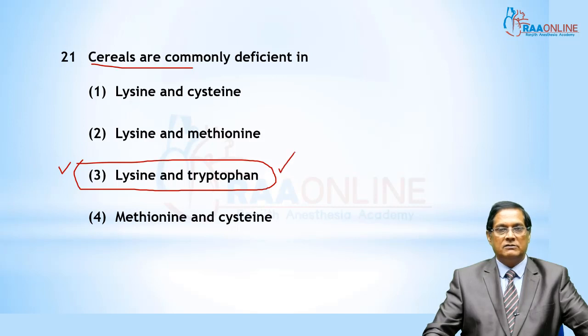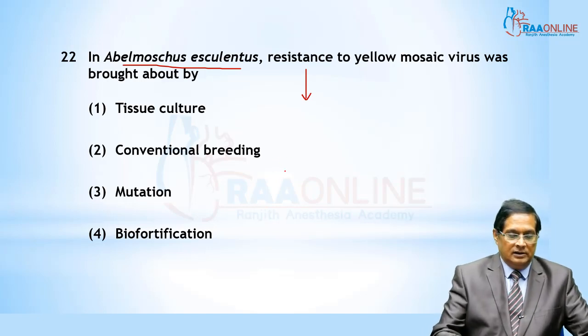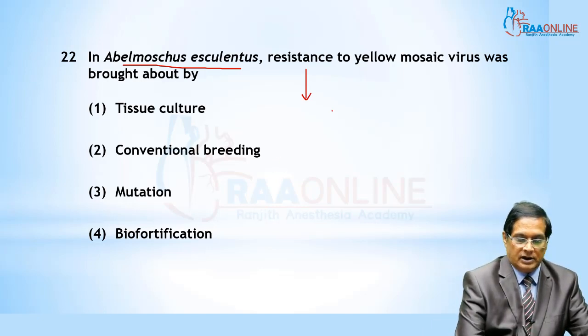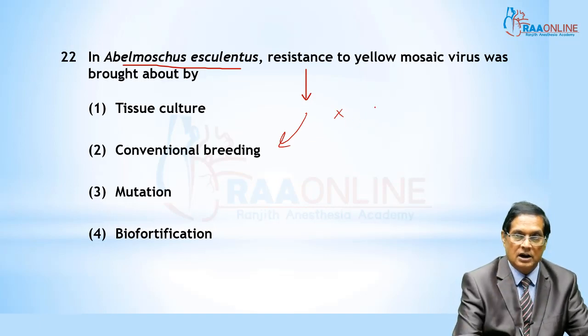This is an informative type of question. Then Abelmoschus esculentus, its resistant variety. Abelmoschus esculentus is crossed with the wild variety. This is a part of conventional breeding and the obtained variety is Parbhani Kranti.